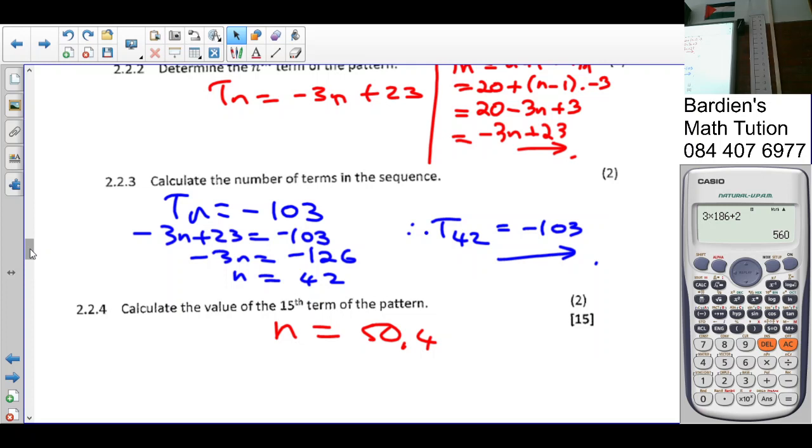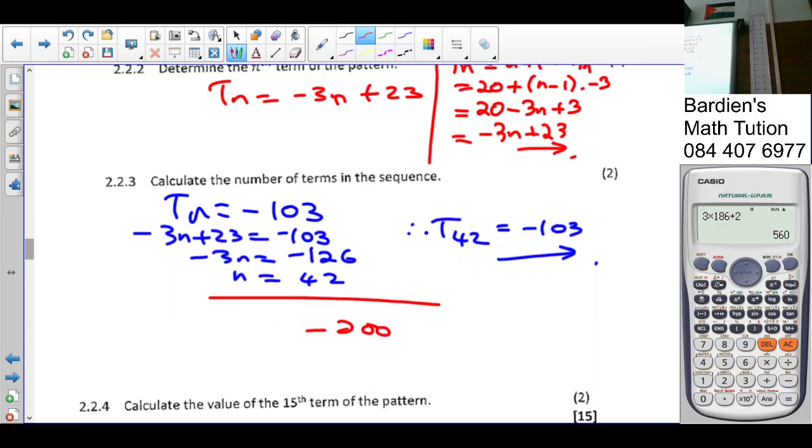Let's assume that it's not. My problem is that we worked this already out. Say for argument's sake, they ask you to work out which term of the sequence is equal to negative 200. Let's say which term of the sequence is equal to negative 200. This question was not asked, I'm just trying to show you something.